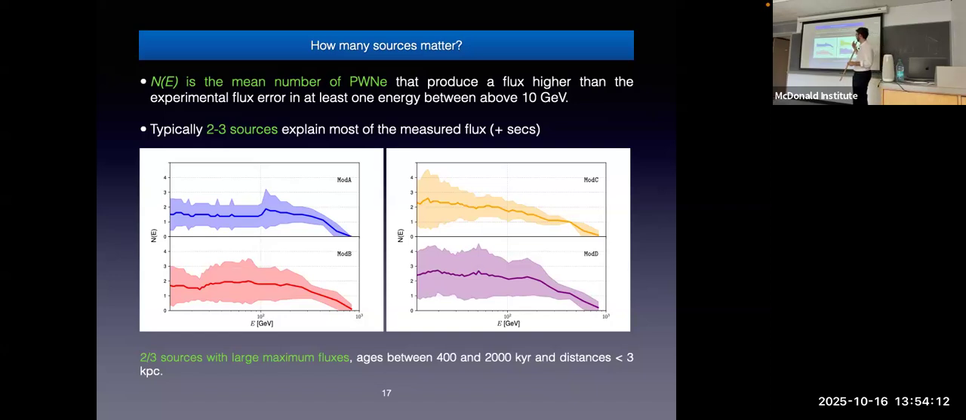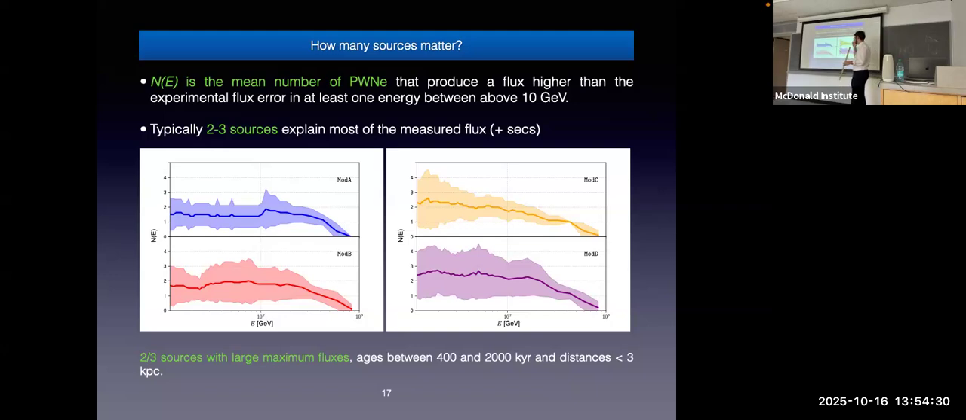In particular, these sources are characterized by ages between 400 and 2,000 kiloyears, so they are so-called middle-aged pulsars. They are fairly powerful, not dramatically, but fairly powerful. And they have a distance of less than 3 kiloparsec.